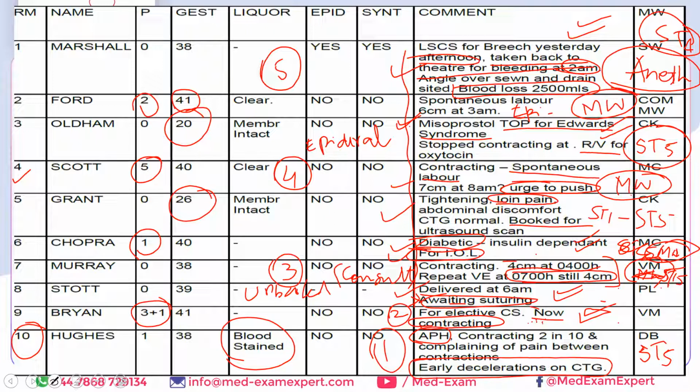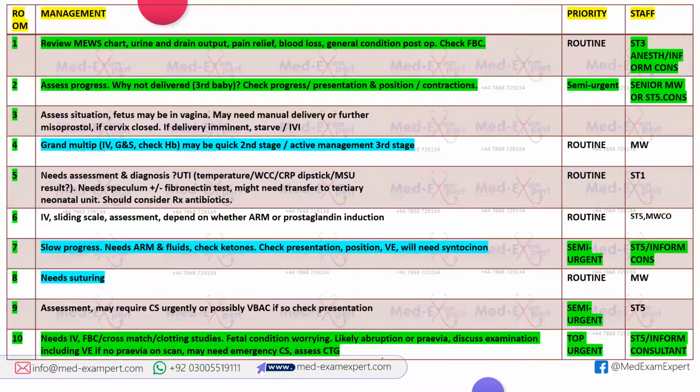On CTG, there is early deceleration. So I will do a vaginal examination. I will check whether there is feasibility for vaginal delivery, then yes, she can be delivered vaginally. If she is para 1, then yes, I will involve my consultant, and then the mode of delivery will be decided on the basis of the examination findings. So my urgent priority is going to be room number 1. This is going to be my top urgent priority. So I will do it myself. I will inform my consultant as well.